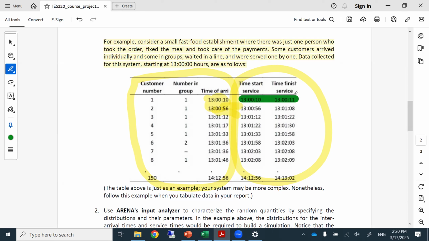This processing time and the arrival process are basically what's going to determine the queue of your system. If you have a processing time that is faster than your arrival process, you know that no queue will be formed. But if it's the opposite, you know that a queue is going to be formed.